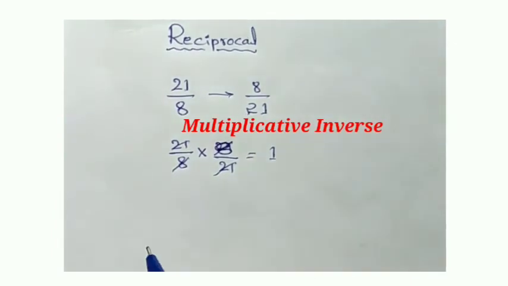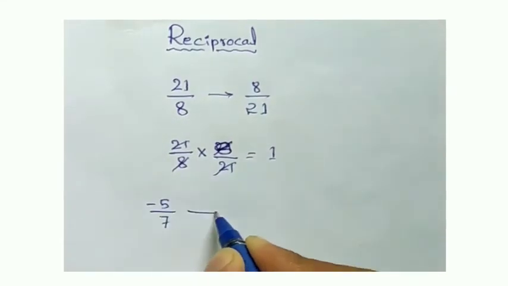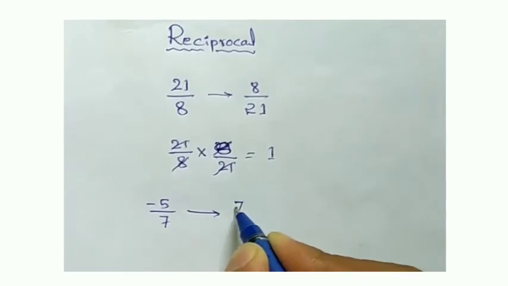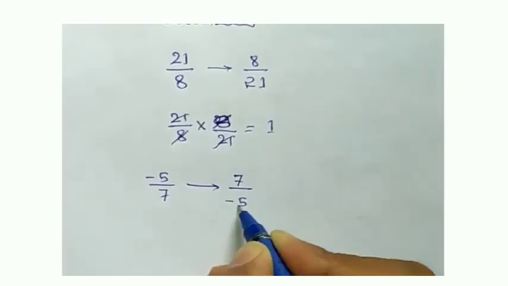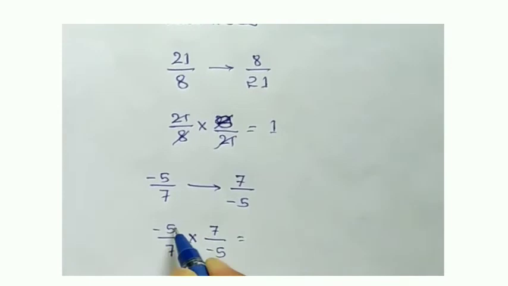Another example, minus 5 by 7. Its reciprocal will be what? 7 by minus 5. Let's check it. Minus 5 by 7 into 7 by minus 5. See here, minus 5 and minus 5 get cancelled, 7 gets cancelled. So ones are 1, we will get 1.